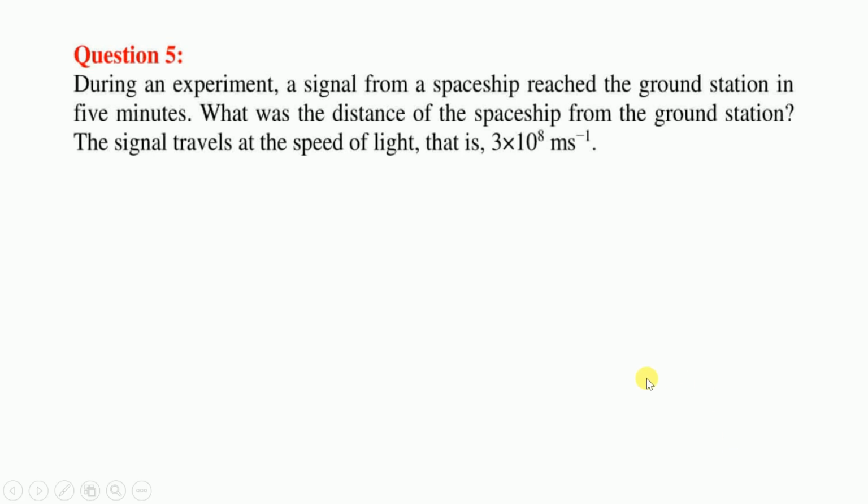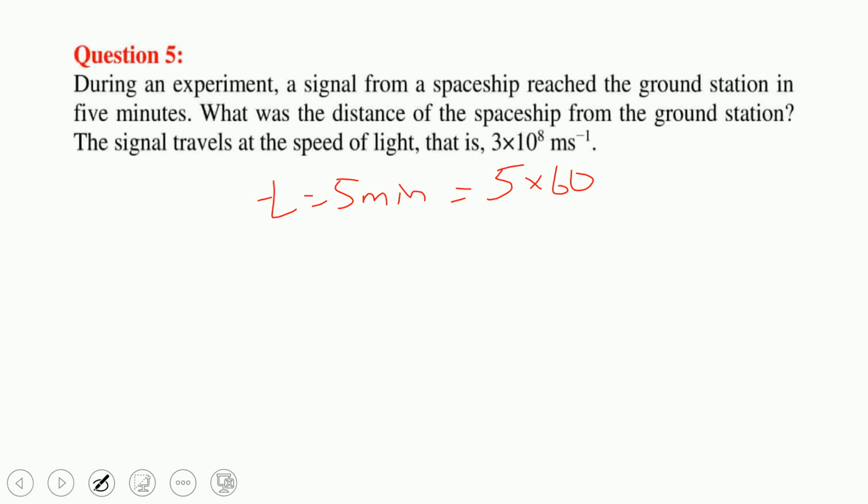Okay, once more, here it is. What is T equal to? Here T is equal to 5 minutes. So 5 minutes means 5 into 60, that is 300 seconds.